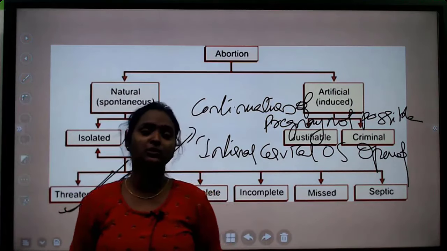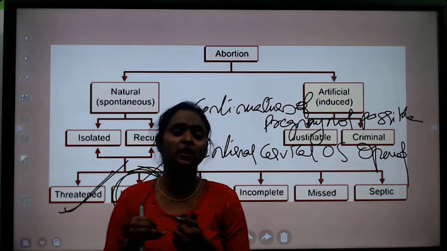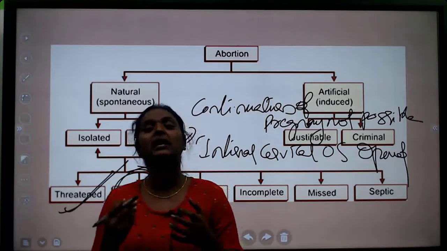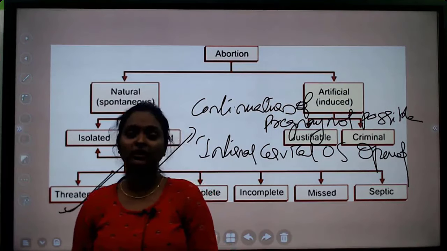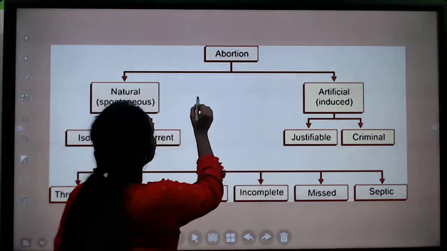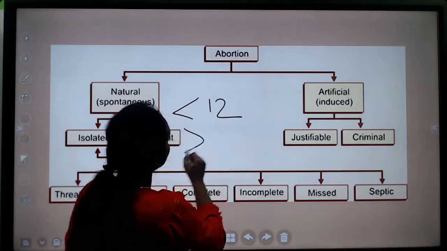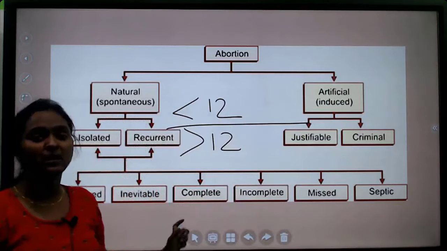So what we need to do is clean the retained bits which are there, otherwise what will happen? There are chances of infection. So what we have to do depends on the gestational age. If less than 12 weeks and if more than 12 weeks, there is a different management for this inevitable abortion.